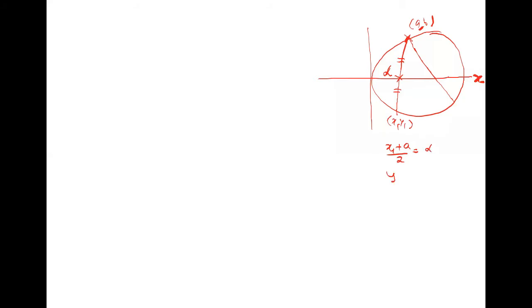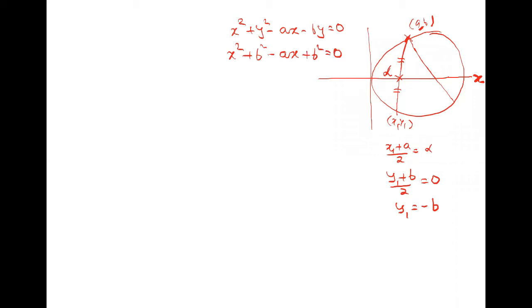And (y1 + b)/2 = 0 because it is bisected by the x-axis. So we get y1 = -b. What is the circle equation given? x² + y² - ax - by = 0. So y1 = -b, I will substitute: x² + b² - ax + b² = 0, because (x1, y1) lies on the circle.